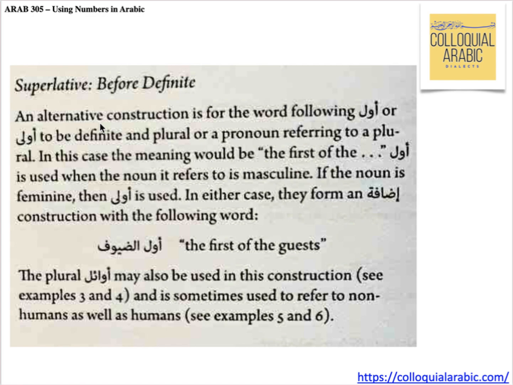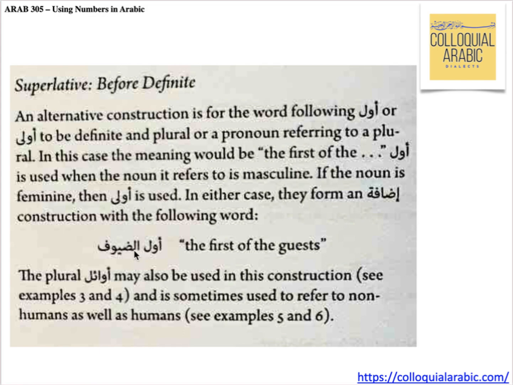Now let's look at the second case of the use of the superlative ordinal one before the definite. So this is the alternative construction for the word awwal or ula to be definite, and plural or pronoun referring to the plurals. In this case, awwal is used when the noun refers to a masculine. If the noun is feminine, then the ula is used. Again, remember, this is for the definite.